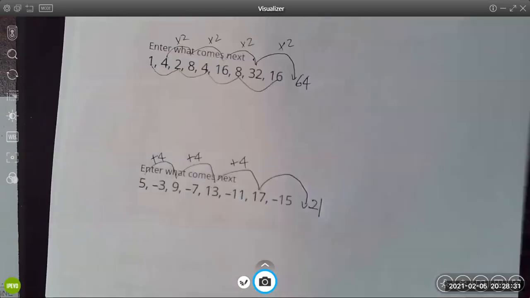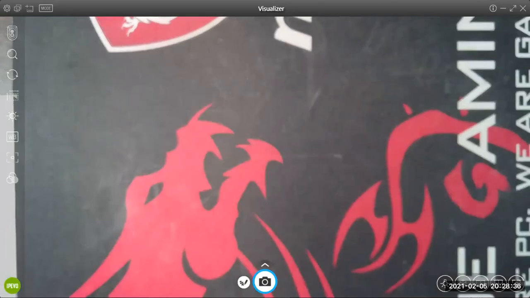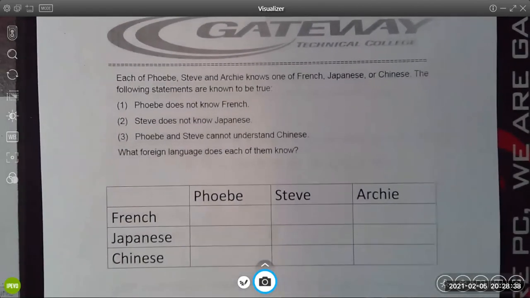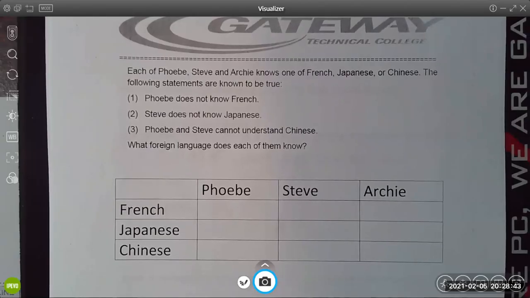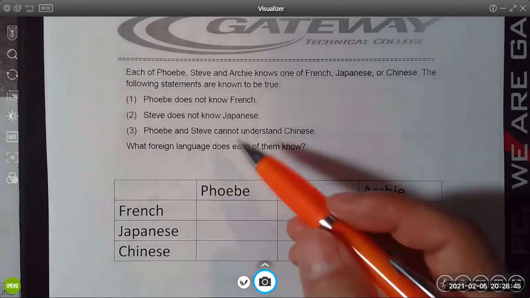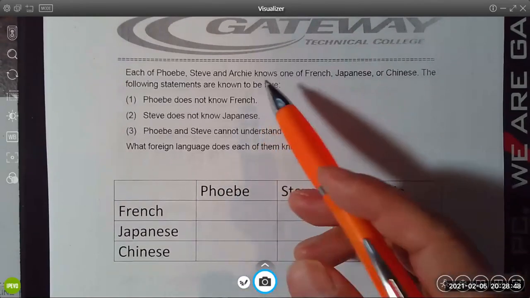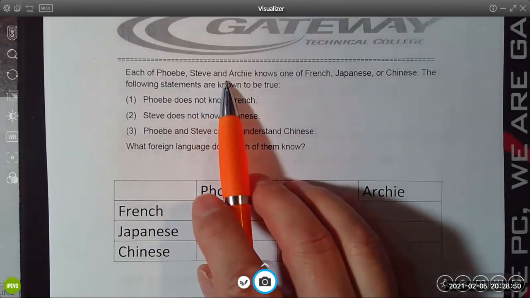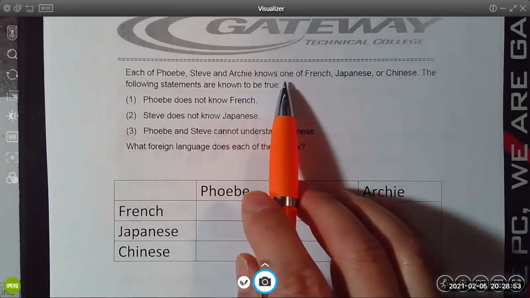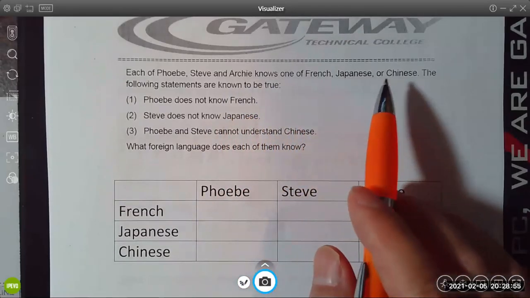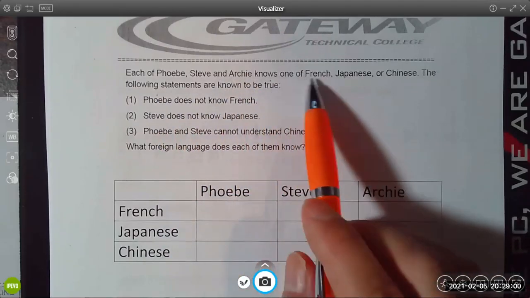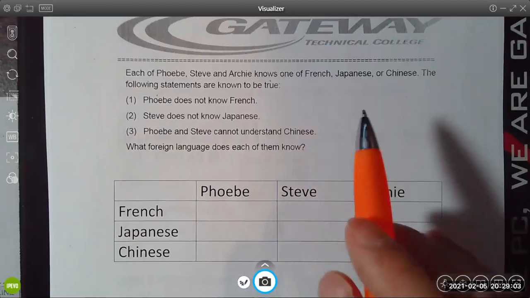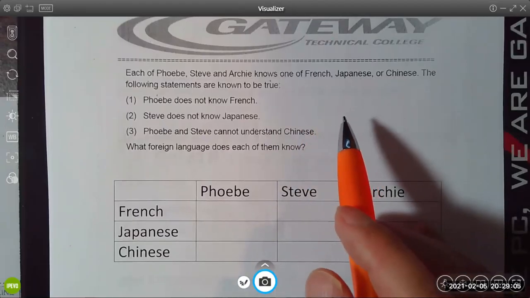Now, the next one, this is the last one for this part. There's really not much in this applying logic. This problem, we're going to see who is teaching which, who is understanding which language. So basically, let's read this first. Each of Phoebe and Steve and Archie knows one of French, Japanese, or Chinese. That means these three people know one of these three languages. One language, one person. We need to match them up quickly.